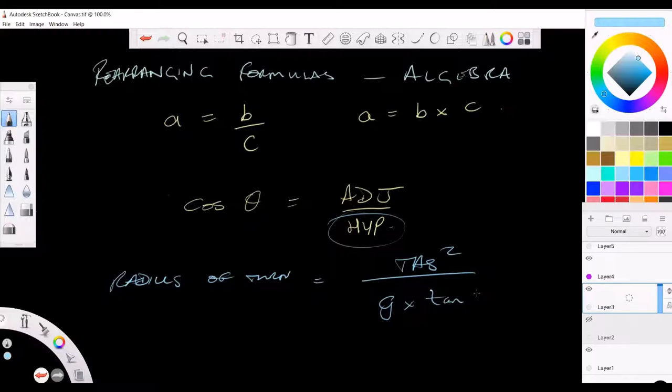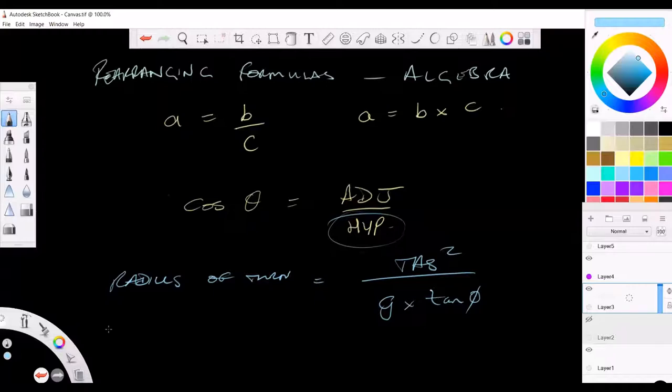G times tan phi, isn't it? The bank angle. It's a long time since I've taught principles of flight. So if I want to know the bank angle, there's a couple of questions where you know the radius of turn, but you want to know the bank angle to achieve that radius of turn.